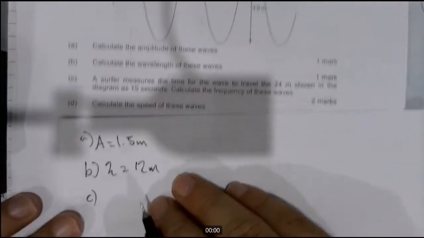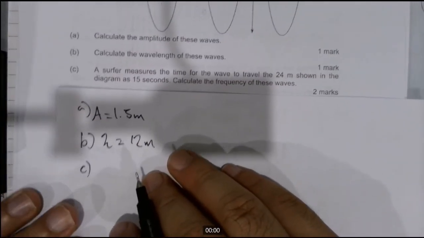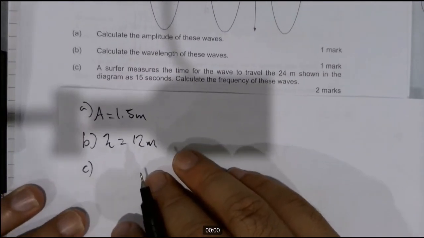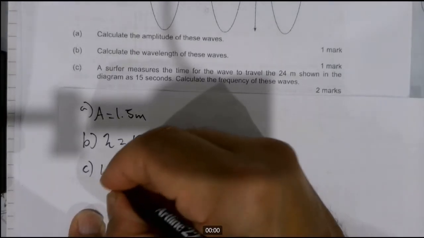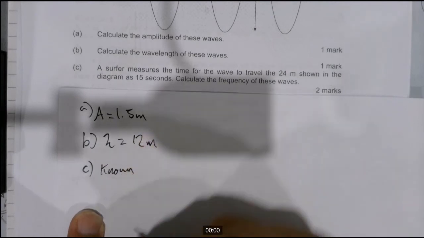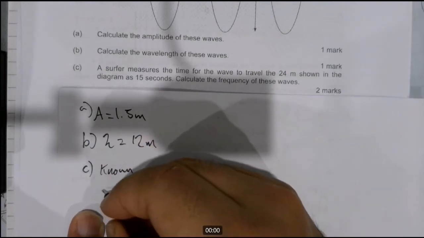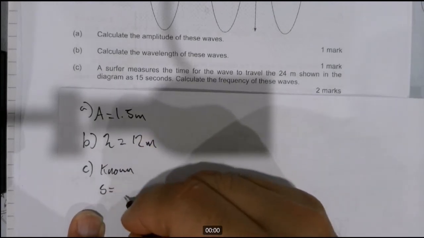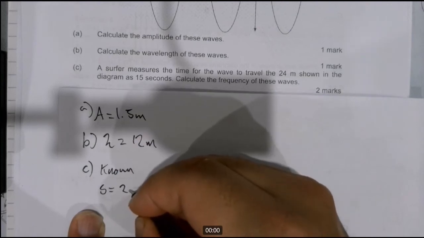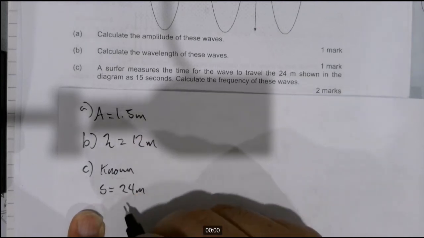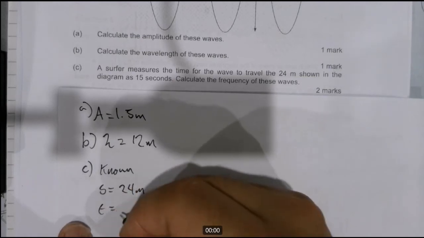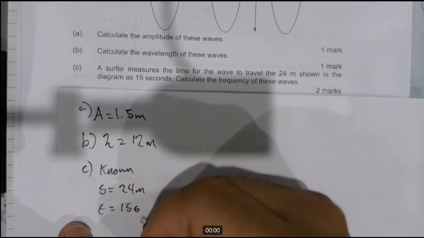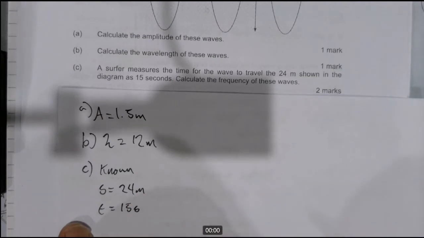C. It says a surfer measures the time for the wave to travel 24 meters. So let's have a look at these unknowns. We have some distance denoted by the variable s, 24 meters, and it's done this in a time of 15 seconds. Calculate the frequency of these waves.